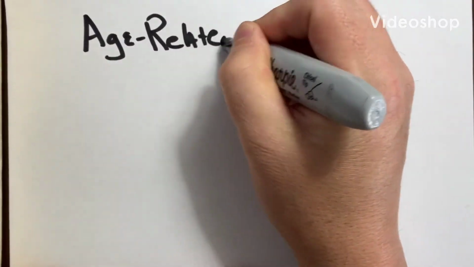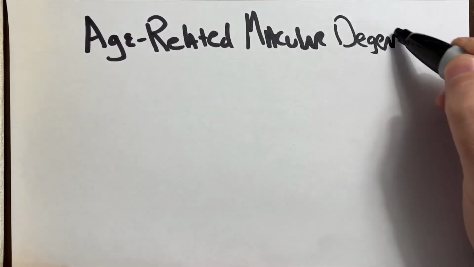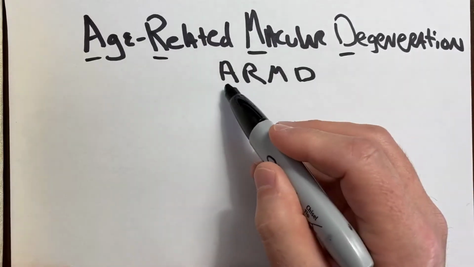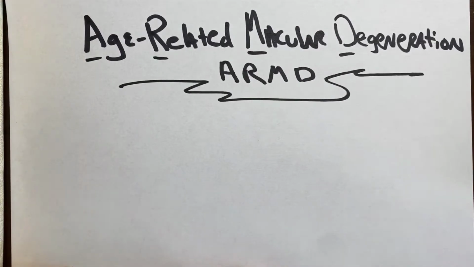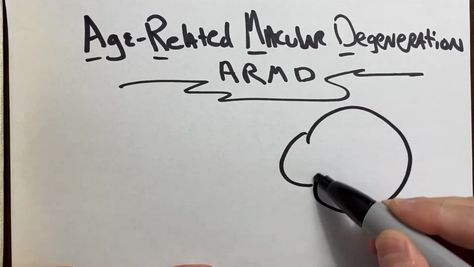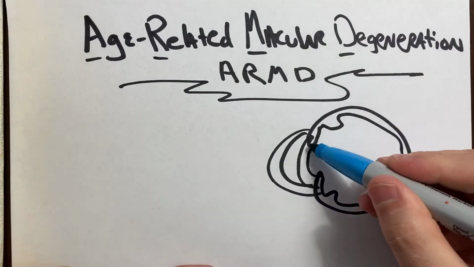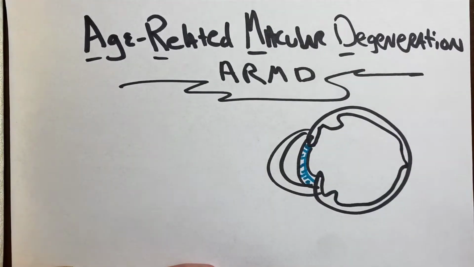Age-related macular degeneration, also known as ARMD, a letter for each word. It's called age-related because it's associated with time. The older you get, the better chance you have of getting it. Now there is a genetic component to it as well. So if Grandpa had it and Dad had it, there's a chance that you might get it too.